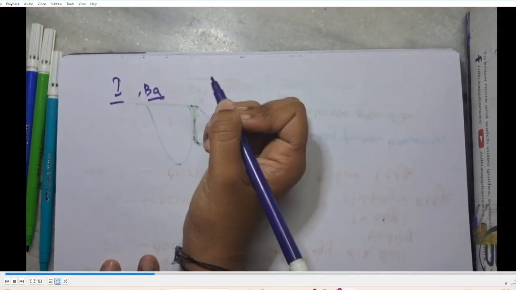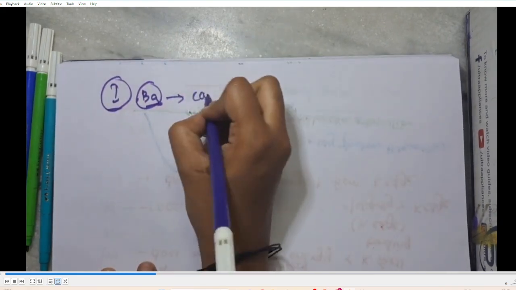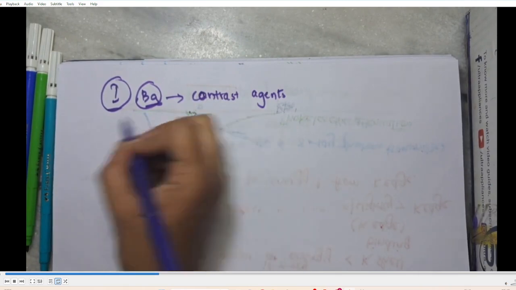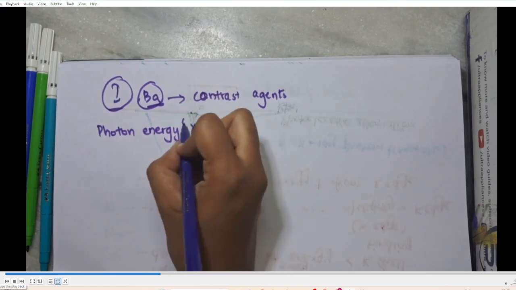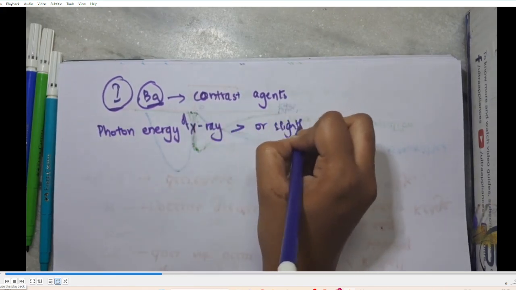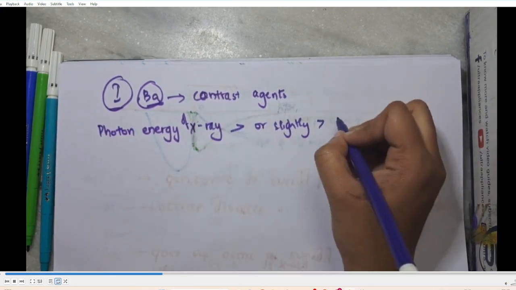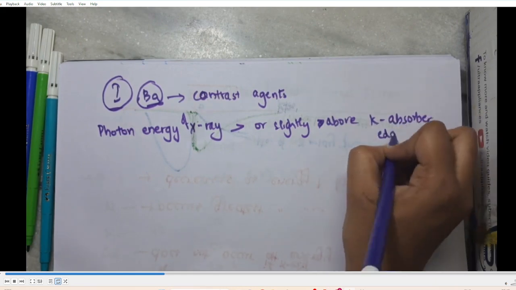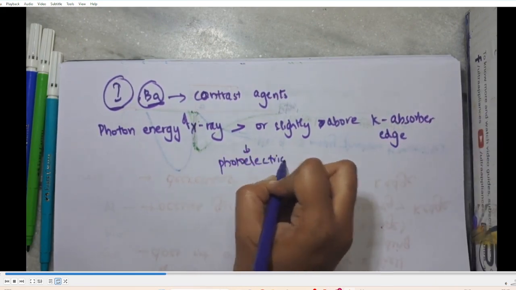So let us begin by reviewing the absorption characteristics of iodine and barium, the reason why we use iodine and barium as contrast agents. The contrast is greatest when the contrast agents absorb X-rays most efficiently. The maximum contrast is obtained when the photon energy of the X-ray beam is more than or slightly more than the K absorption edge of the absorber in question.